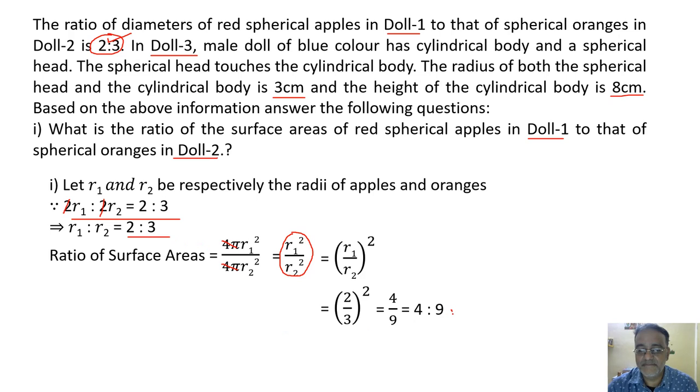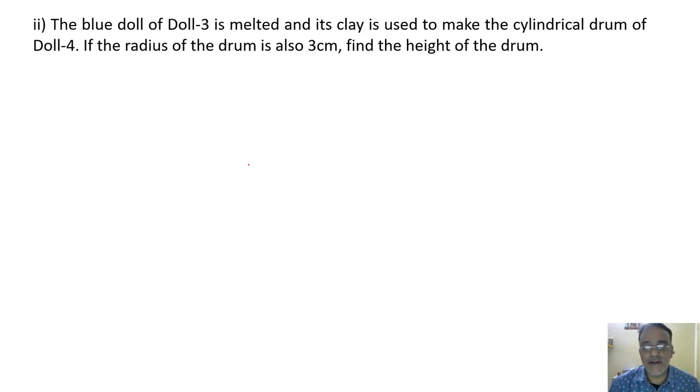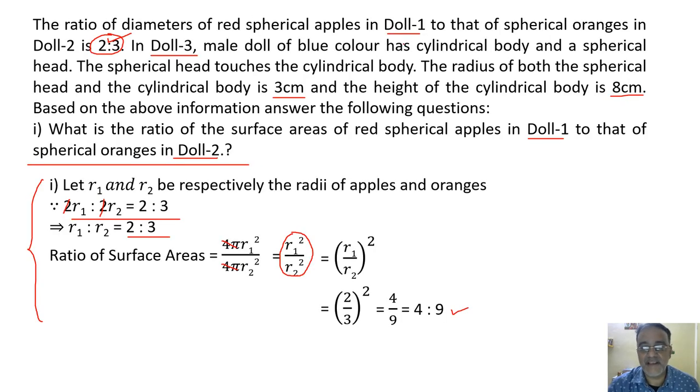No, sir. ये problem का solution बहुत easy है, लेकिन question read करते थक जाएगा, इतना बड़ा context है इसमें. Okay, now second part. The blue doll of doll 3 is melted and its clay is used to make the cylindrical drum of doll 4. If the radius of the drum is also 3 cm, find the height of the drum. Right? So, question एक बार देख लो इसमें, क्या-क्या दिया हुआ है? Height of the cylindrical body is given 8 cm and its radius is given 3 cm, right? किसका? Cylindrical और spherical दोनों का.